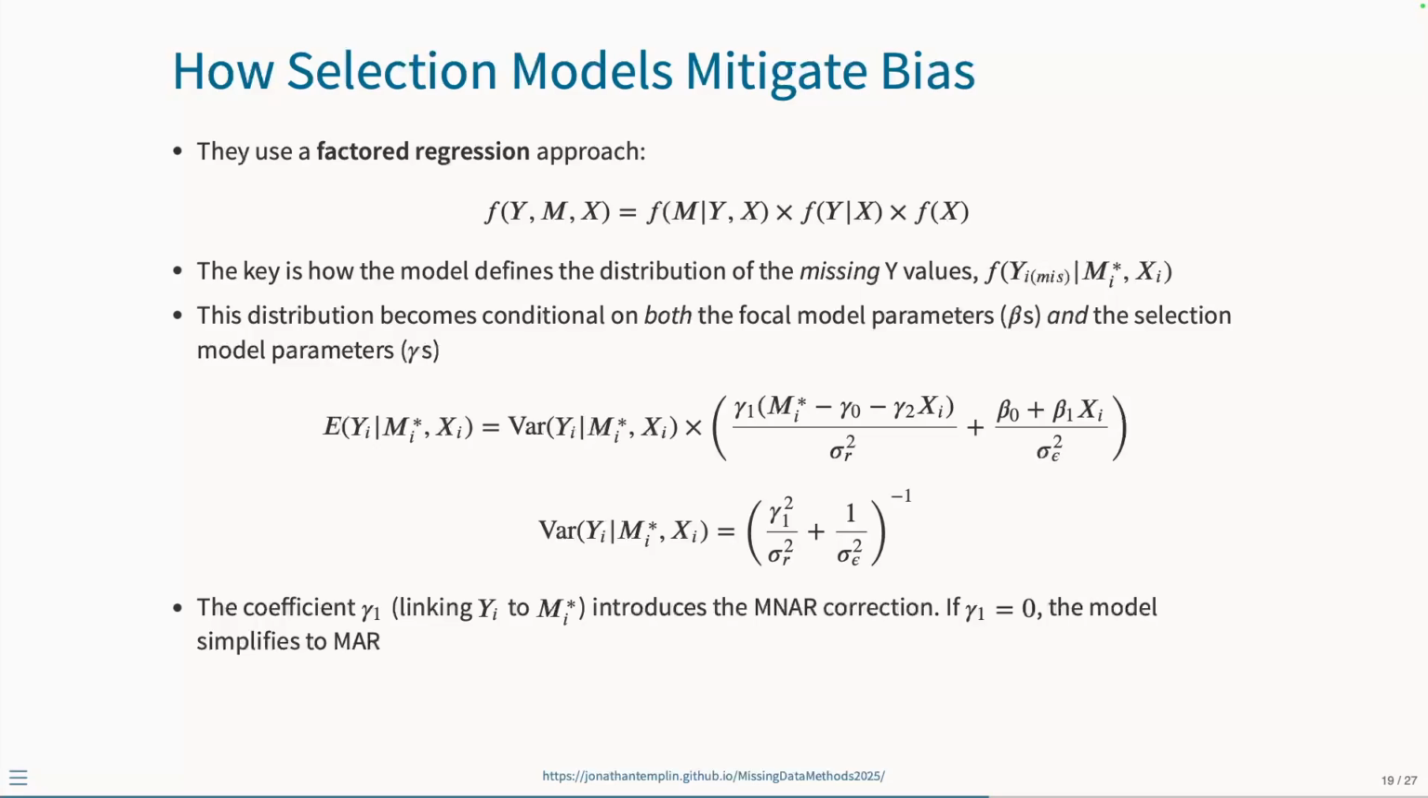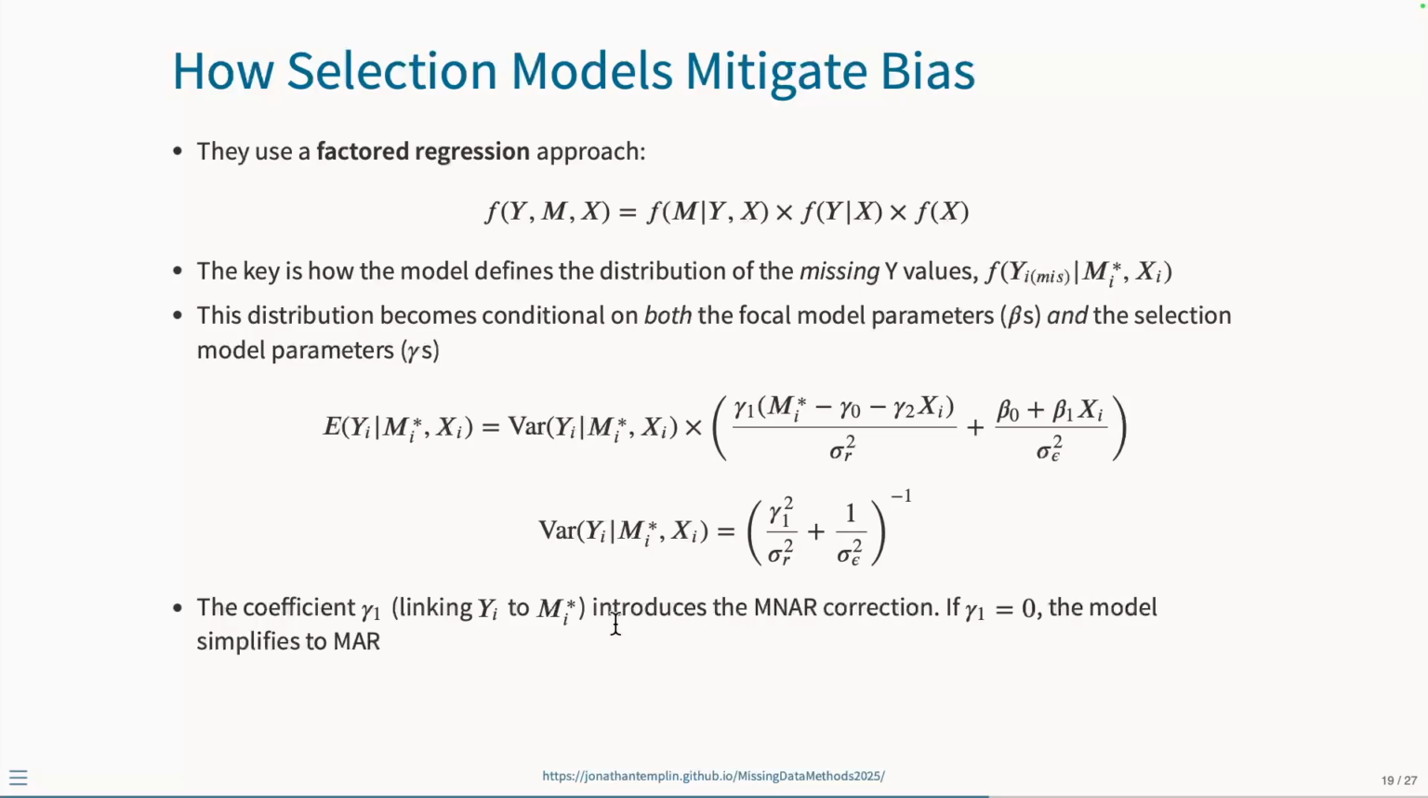All right. So how these models mitigate bias is through, again, factored regression. Because now we are really looking for the distribution of y, m, and x jointly, but we can factor that into the distribution of m, conditional on y and x, times the distribution of y given x, which is really the focal model that we're after, times the distribution of x itself, right? And so here, the key is how the model defines the distribution of the missing values themselves. And this distribution becomes both, like you've seen in the other factored regression approaches, the distribution of y conditional on m and x involves the missing data or the missing indicators as well too.